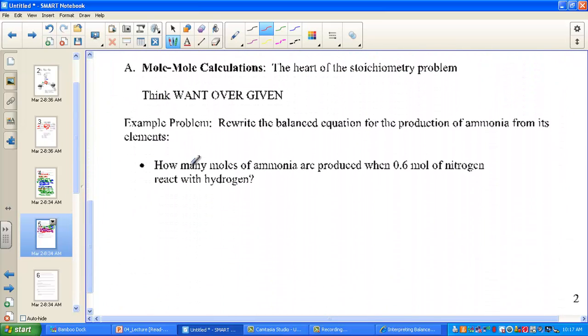Let's review the balanced chemical equation for the production of ammonia. We wrote this together in our first video lesson. Molecular nitrogen reacts with molecular hydrogen to form molecular ammonia. The stoichiometric ratio that balanced our equation, a 1 to 3 to 2. For every 1 mole of nitrogen, 3 moles of hydrogen are required to produce 2 moles of ammonia.